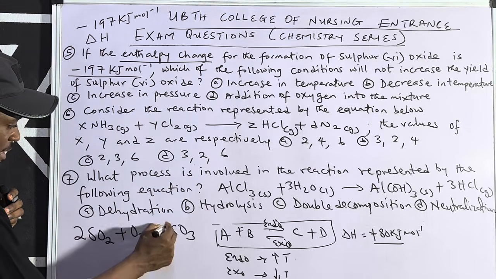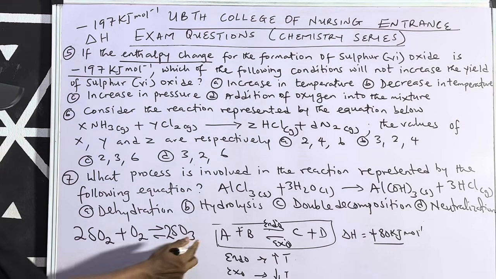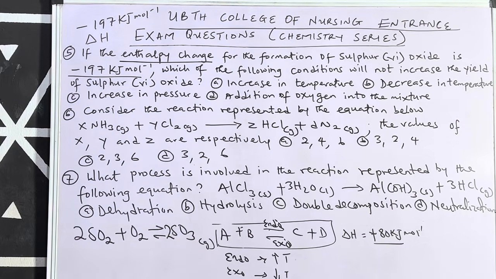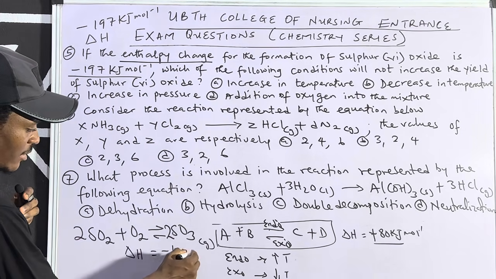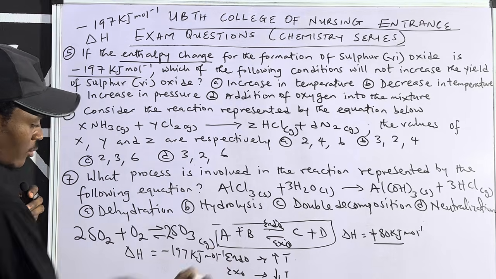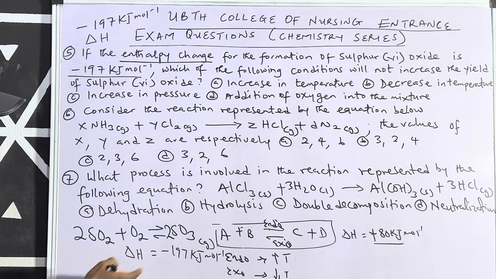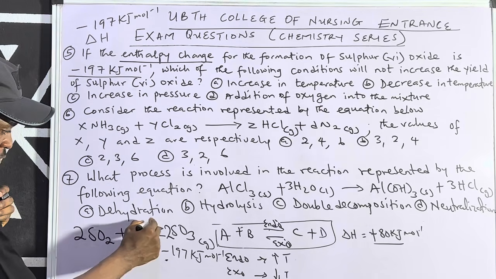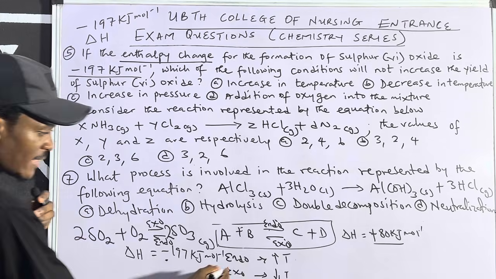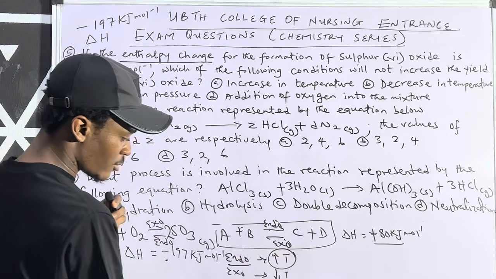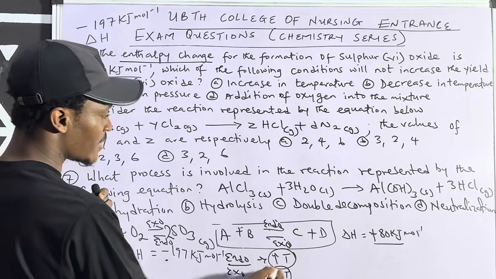Balancing the reaction, you should be having something like this. So this is our sulfur 6 oxide, which is our main focus. Now, our delta H is given to be negative 197 kilojoules per mole. So what it implies from what I've explained there is that the forward reaction here would now be what? Exothermic, while the backward will be endothermic. And remember, I said endo is favored by an increase in temperature, exo is favored by a decrease in temperature.